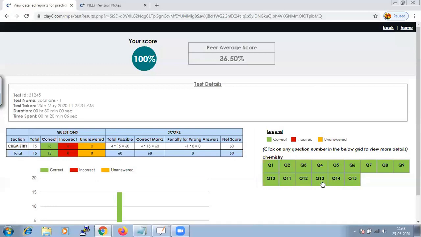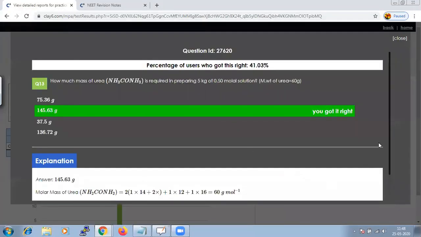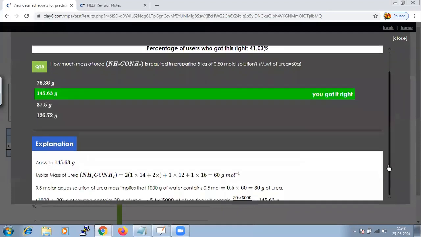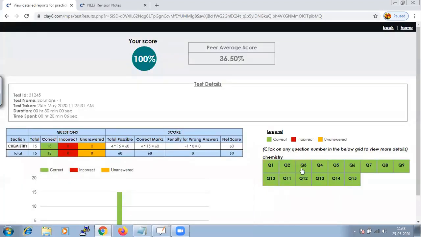And if you click on any question, it will give you the right answer as well as the explanation of that particular solution. So in case you go wrong anywhere, it would be helpful to find out the right answer along with the explanation. Hence it is very important to note that this will give you the right answer, and along with that you will get a detailed explanation of how to arrive at that particular answer.